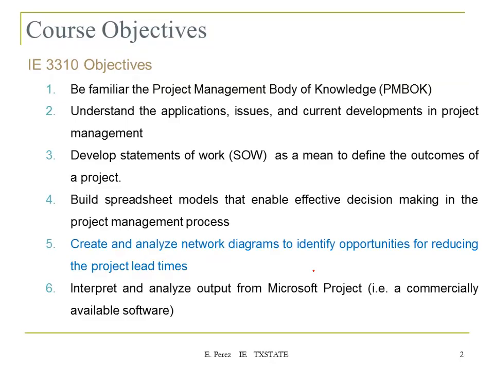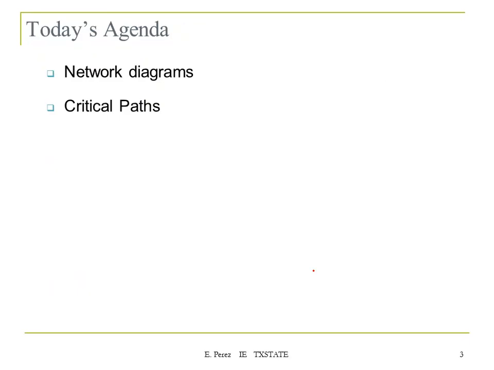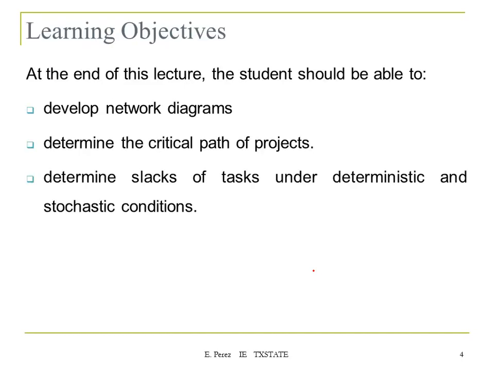And this is part of your fifth objective for this class: create and analyze network diagrams to identify opportunities for reducing the project lead times. So these are the two things that we're going to focus on today. We're going to learn how to create network diagrams for scheduling a project, and also how to find a critical path. I'm going to explain what the critical path is in a second.